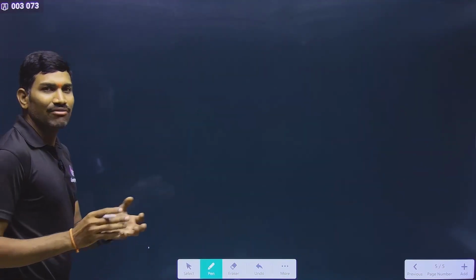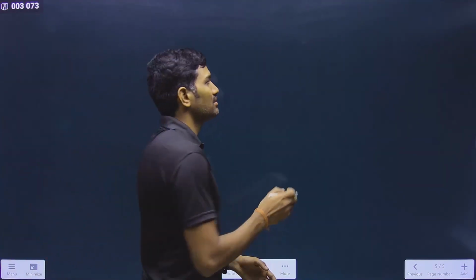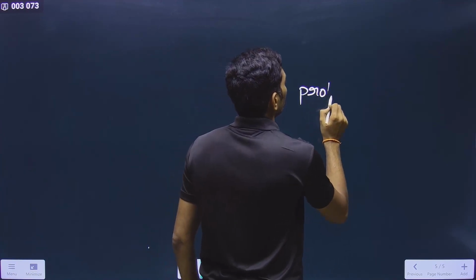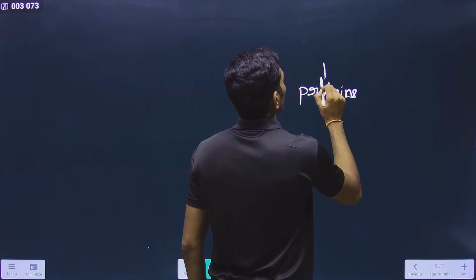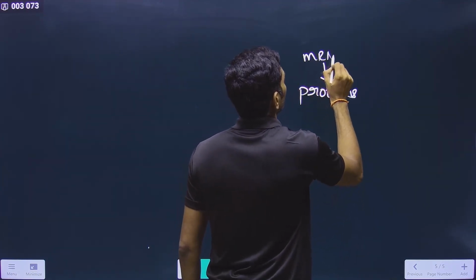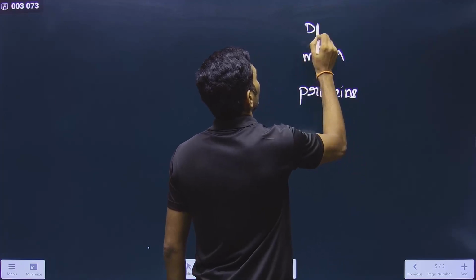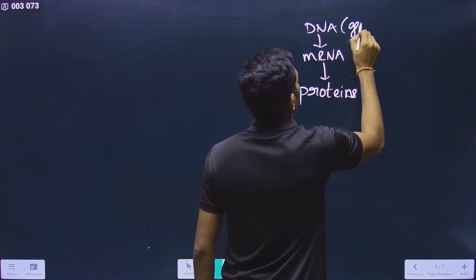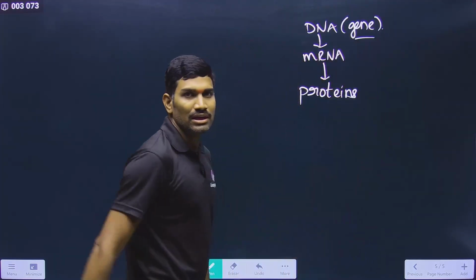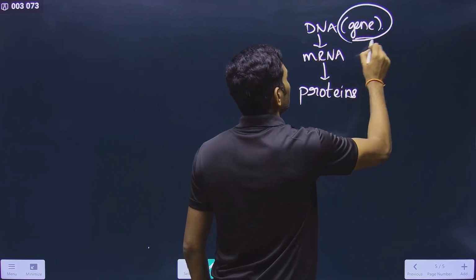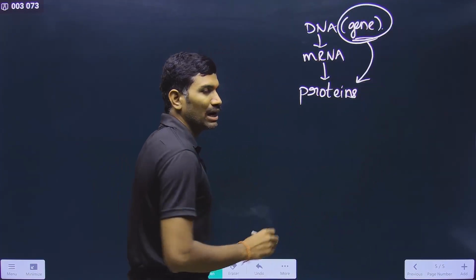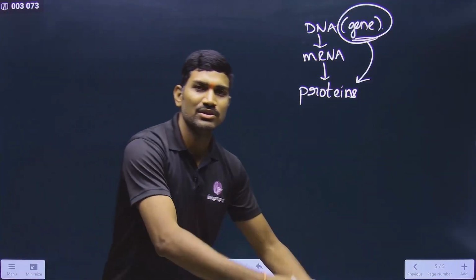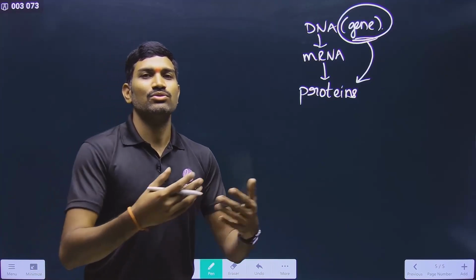Alpha chain, beta chain, they are proteins. Proteins means they are produced from some mRNA, and this mRNA is produced from DNA, and it is called a gene. Yes or no? That means genes are producing these proteins. So alpha chain is produced from a specific gene, beta chain is produced from another gene. So in this way, genes are there.